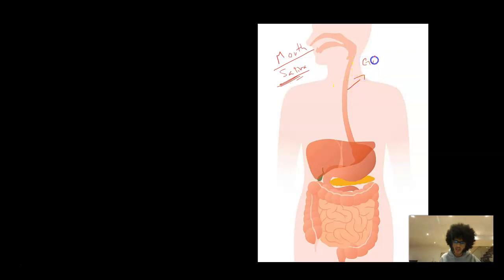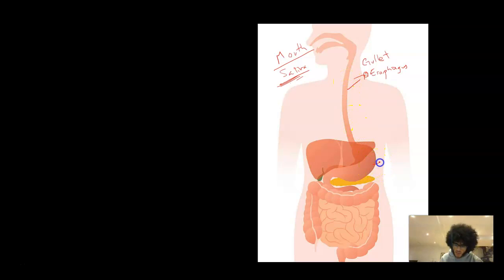We call it the gullet, although a more sort of technical word that you might like to use is called the esophagus, which is spelled like this. Sometimes an O is at the front, but sometimes just an E. Depends on lots of things. Then the food travels down here.